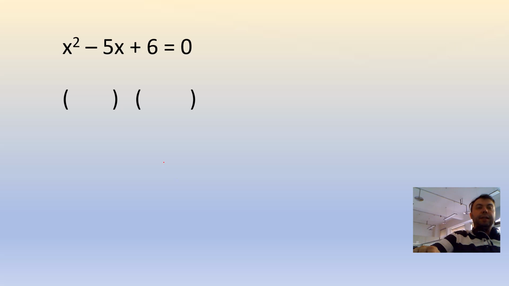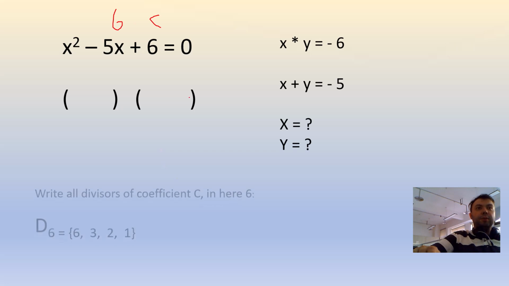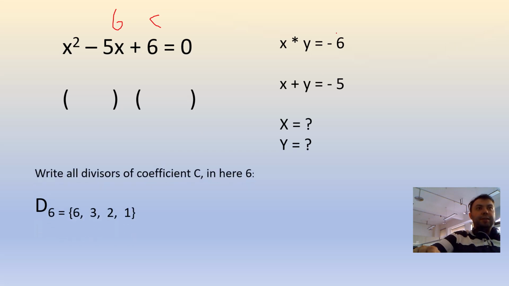Very quick. The next one, we will do the same way. We know that b is minus 5, c is plus 6. So we're looking for two numbers such that x times y equals c, which is positive 6, and x plus y equals minus 5. We have all the divisors of c. Here we wrote all the divisors of coefficient c. So which two numbers do you think meet this requirement, that when we add them together, we receive the value of b?